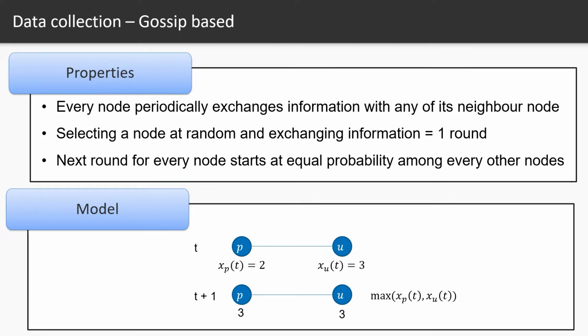So at time t, let's say the value of node p at time t was 2, and the value of node u, which is one of the neighbors of p, is 3. In the next round, if our function is max, it first calculates the max of both of these values, and the final value is then updated in node p. So basically node p has exchanged its value with node u based on the max operation.